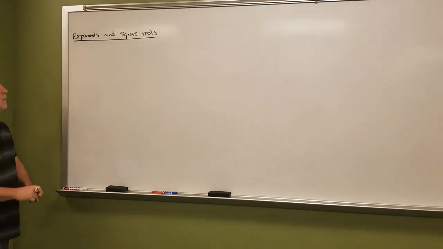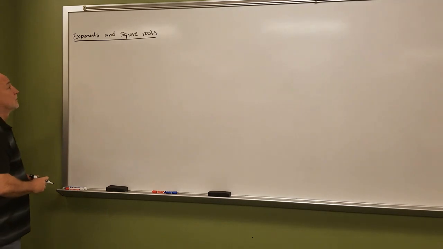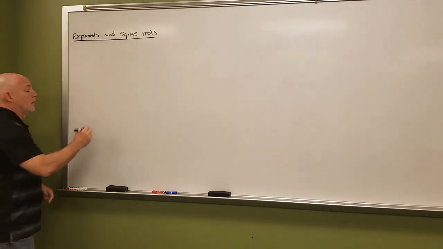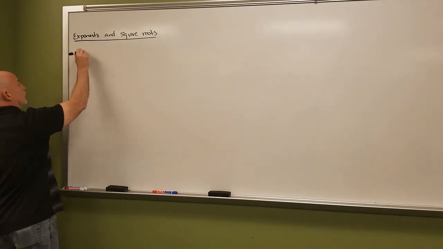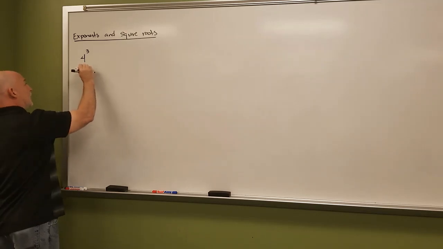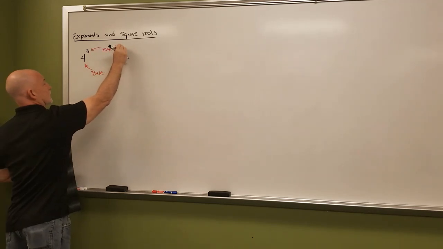All right, let's take a look at a topic I believe we might have already looked at this semester. Let's take a look at exponents and then eventually square roots. Now, all an exponent is, it's kind of a little number above a big number. So if we had 4 to the third, the number on the bottom is called the base. The little number up top, that is the exponent.